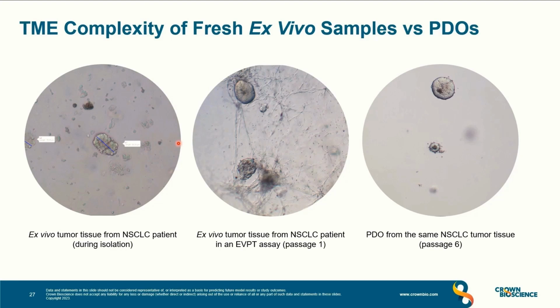If we continue to culture the exact same sample through multiple passages, here at passage 6, we reach the state where all other cells have disappeared and only patient-derived organoids stay behind.